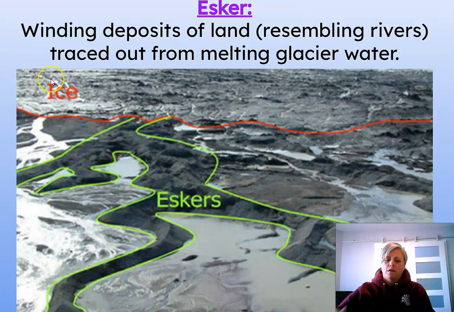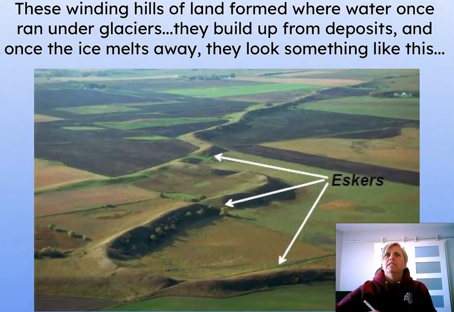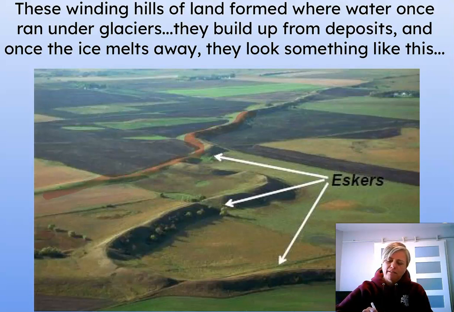Here's an actual, I like this next picture as well, because you can see these winding hills of land formed where water once ran under glaciers. They build up from deposits, and once the ice melts away, they look something like this. So here you can see a very long, winding esker pattern. Some more here. So very cool. Eskers are kind of like rivers made of land. They look like that.